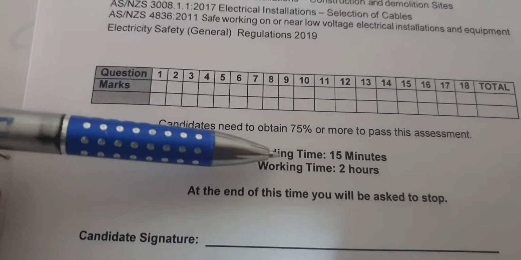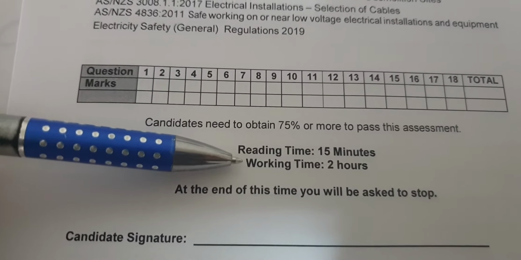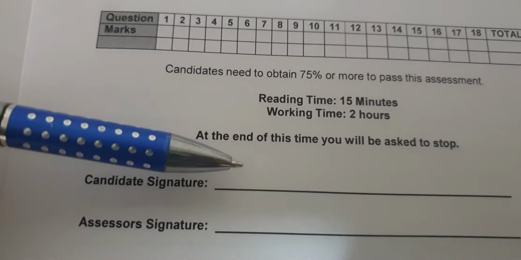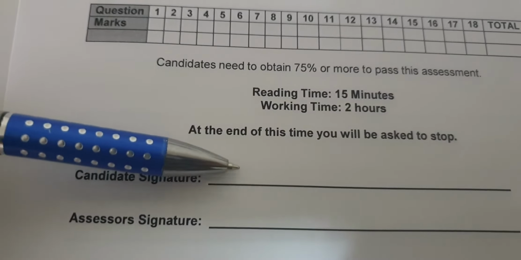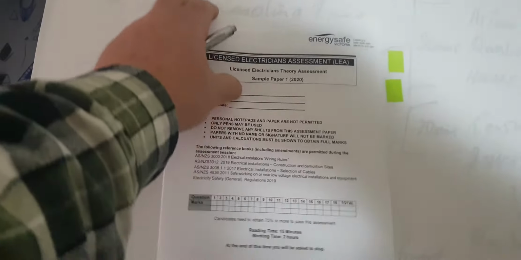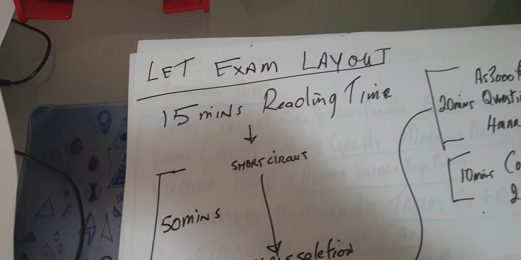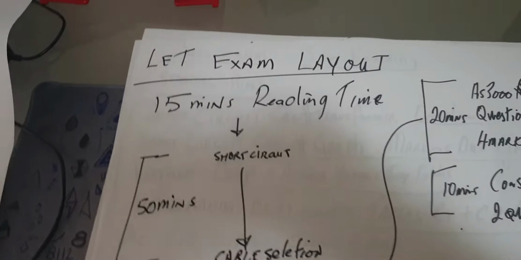Alright, you have a 15-minute reading time, which I'll show on the paperwork in a minute, and 2 hours to do the exam. You must sign the end of the paper too. Do that first thing when you do the paper. Now we're just going to move this to the side, and I'll take this next page away. I've organised a little bit of a scribble pad just for you to have a look at.